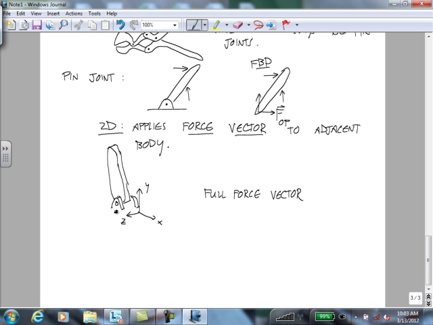And what about couples? We know that it's free to rotate about the z-axis, but the other two it applies. So there's a couple in the x direction and a couple in the y direction. And it just lets it rotate about one axis. That's all it lets it do.